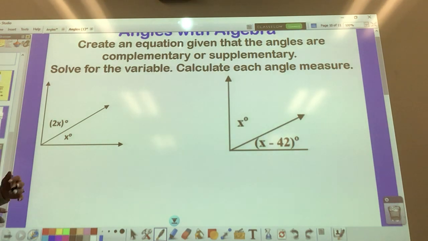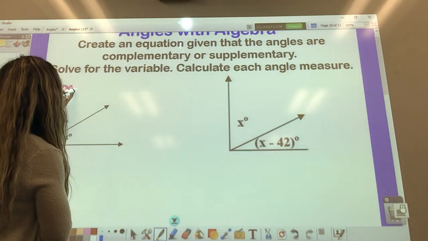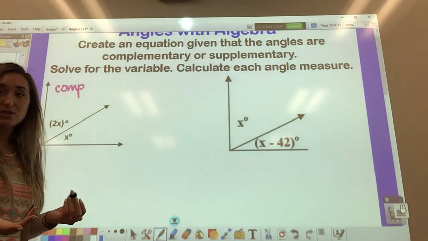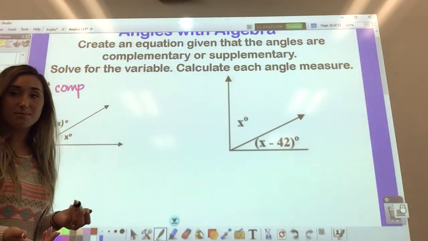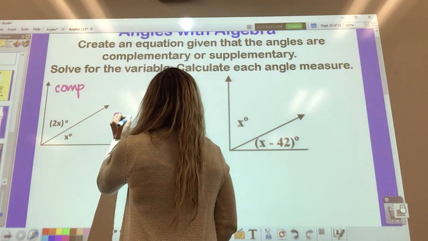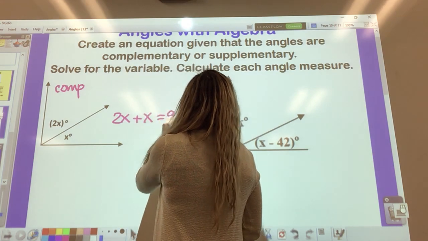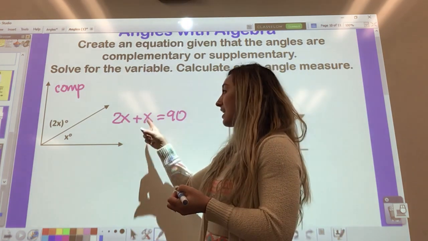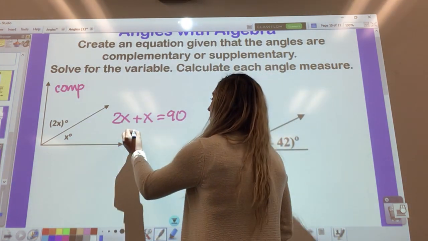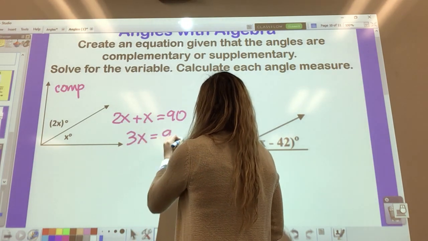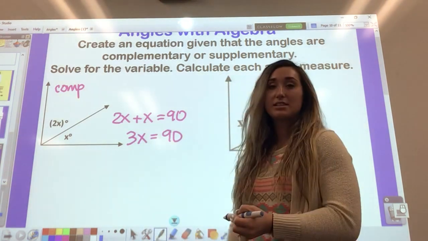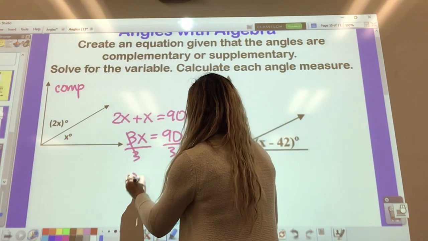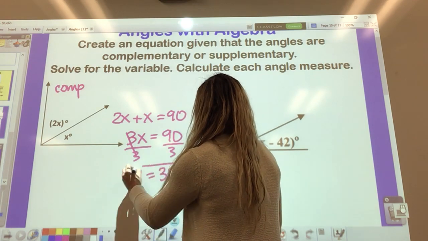So I also know that these are complementary. I know that these are going to add up to 90 degrees. So there's an equation that we can set up. I can add these together and set them equal to 90. 2x plus x equals 90 degrees. This is an equation that we can solve. 2x and x, I combine those like terms to get 3x equals 90. And then from here we just need to divide both sides by 3. That leaves me with x equals 30.